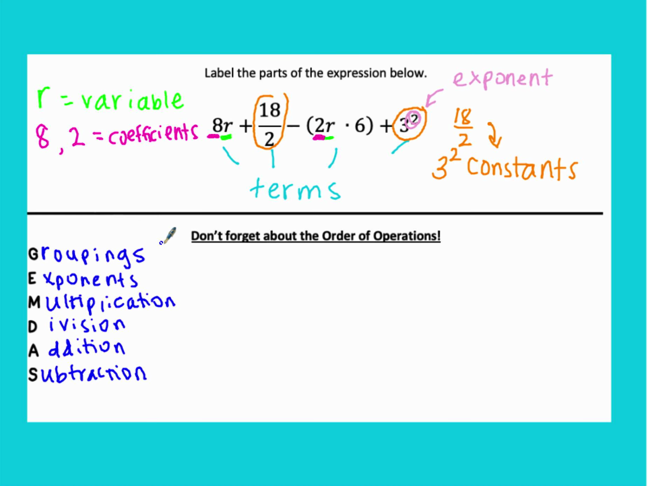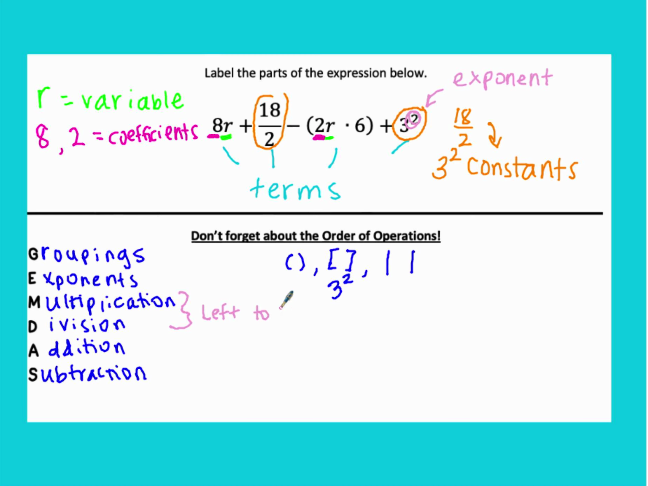When we're using GEMDAS to simplify expressions, we always start with our groupings. So remember that groupings could be parentheses, they could be brackets, they could even be absolute value bars, which we've already seen this year. So just keep all of those in mind for groupings. Exponents would come next. So again, we had an example up top here. Something like 3 squared is an example of an exponent. For multiplication and division, you want to group these together, and then you're going to do them from left to right.